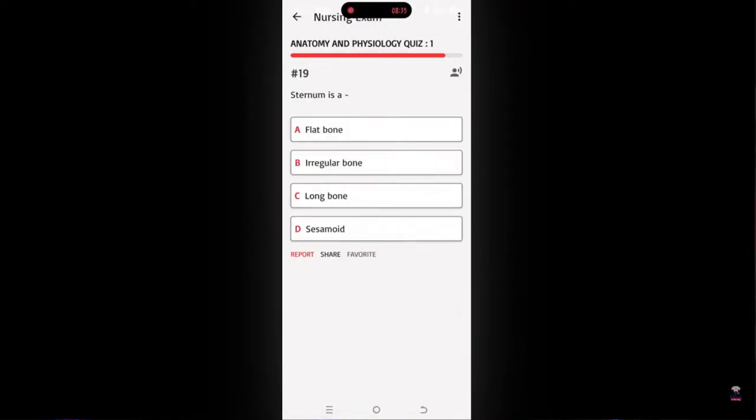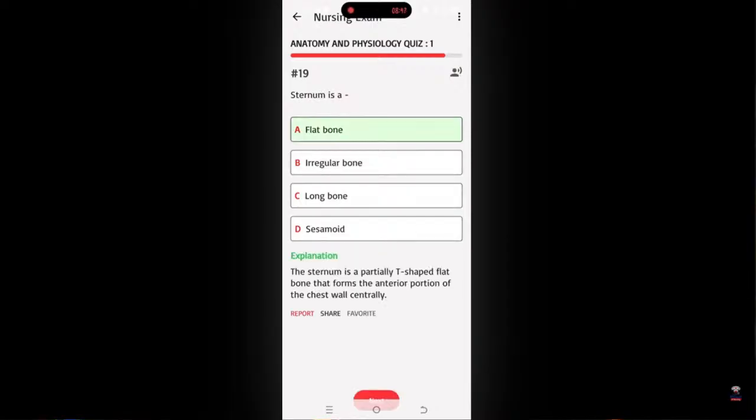Sternum is A. Flat bone, B. Irregular bone, C. Long bone, D. Sesamoid. Correct answer. The sternum is a partially T-shaped flat bone that forms the anterior portion of the chest wall centrally.